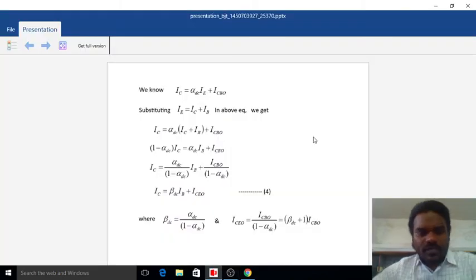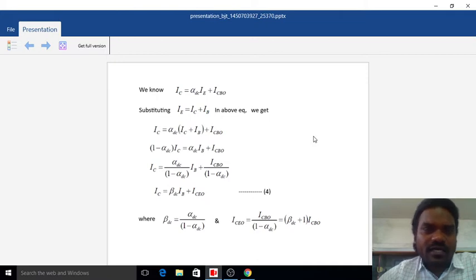Good morning, students. In continuation to the last class, I am going to talk about the transistor operation. In the last class, we have studied the transistor operation when the emitter base junction is in forward bias and the collector base junction is in reverse bias. When the emitter base junction is forward bias and the collector base junction is reverse bias, then that mode of operation, we know that it is active region.